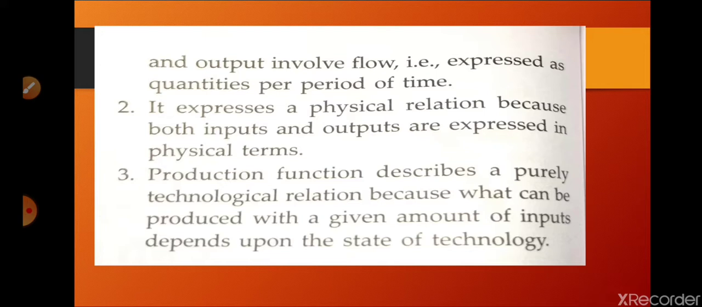If there is no time period, then there is no possibility of a production function, as the production function shows a time period. Second, it shows the physical relationship between input and output, because if input is not there, then output will not be there. And third, technology. If the state of technology is outdated, then production is low. If the state of technology is updated, then production is high. I hope you understood this.